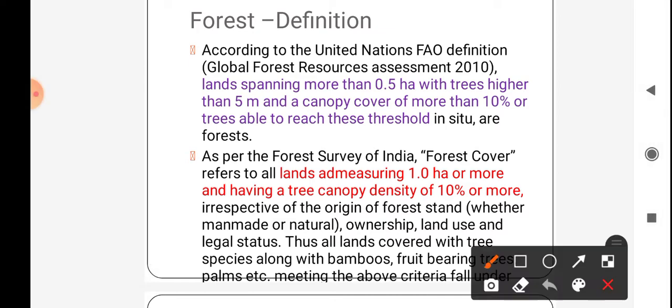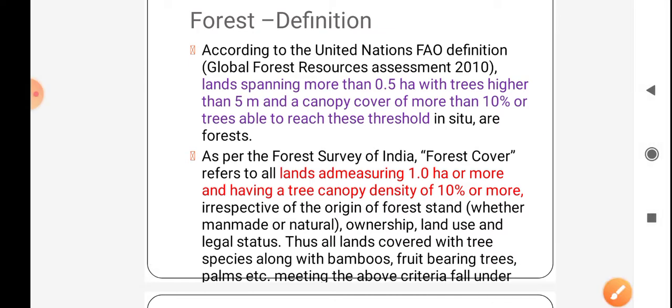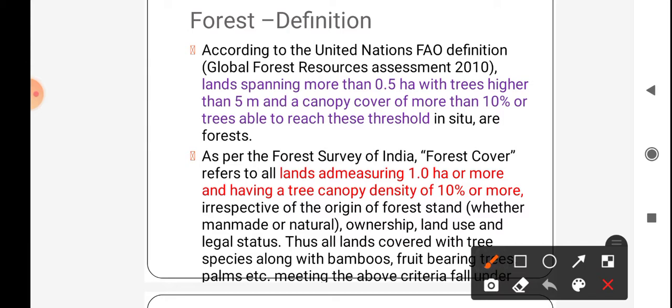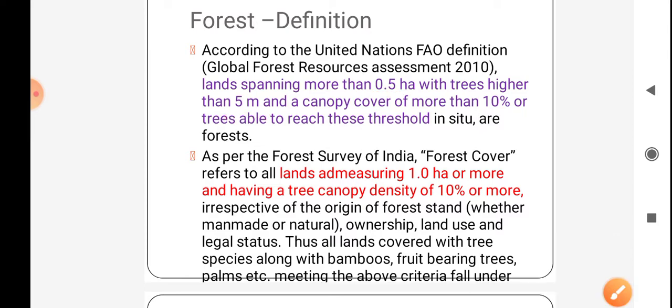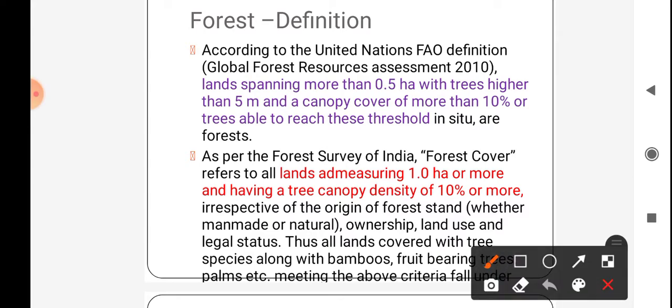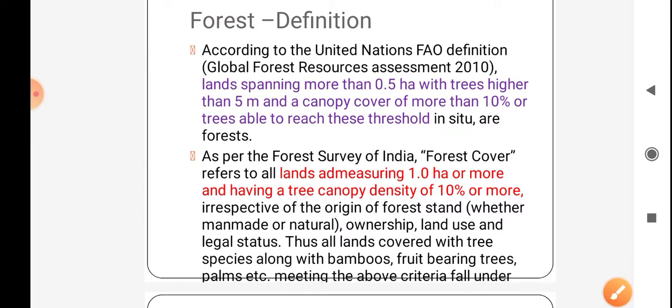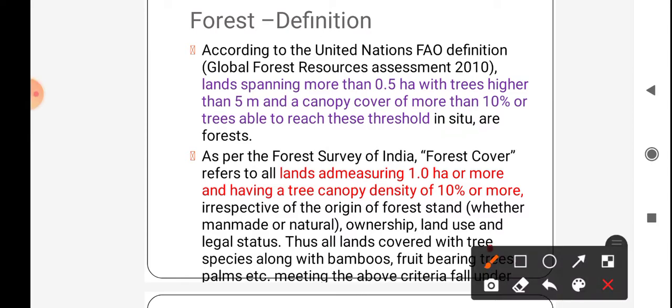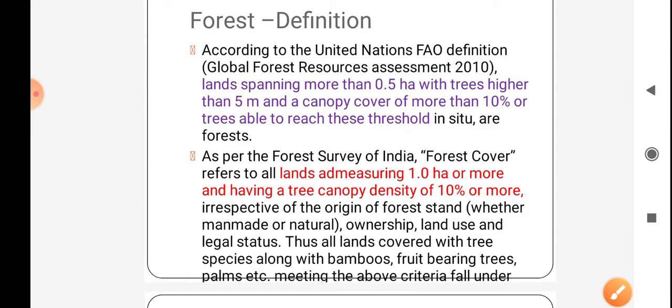Before going to forestry production, let us see what a forest is. According to the United Nations FAO definition, lands spanning more than 0.5 hectare with trees higher than 5 meters and canopy cover of more than 10% are called forests. However, as per the Forest Survey of India, forest cover refers to lands measuring 1 hectare or more, having a tree canopy density of 10% or more, irrespective of the origin of forest stand, ownership, land use and legal status. Such land is known as forest land.